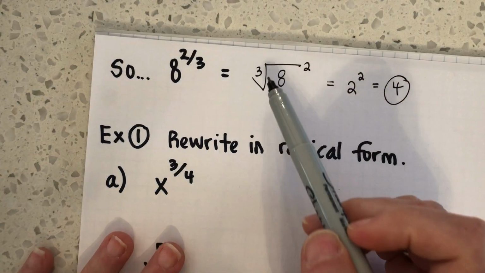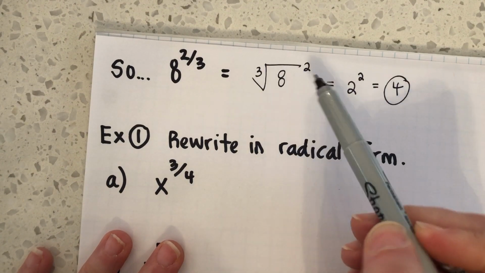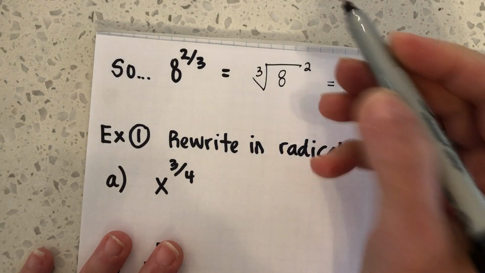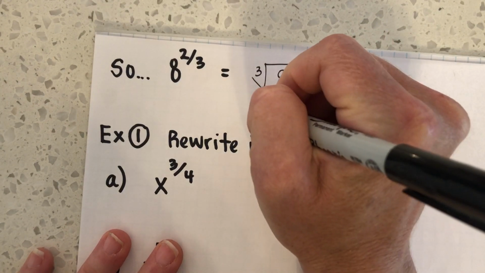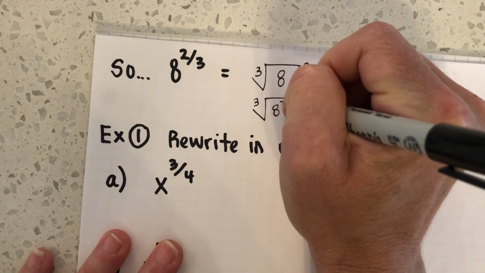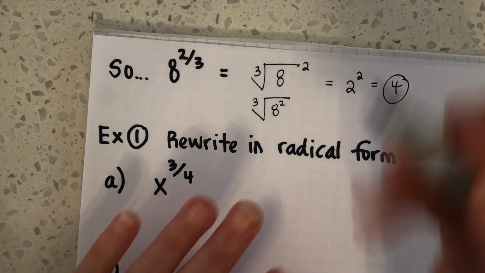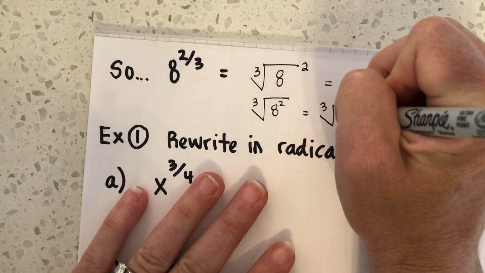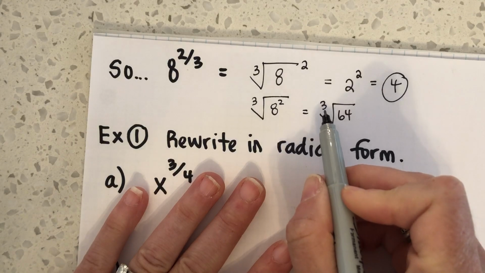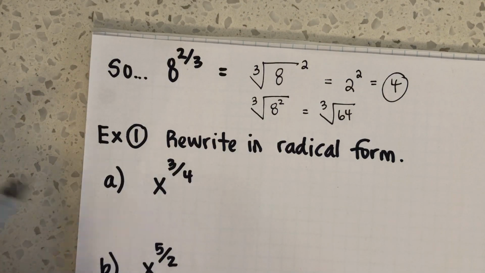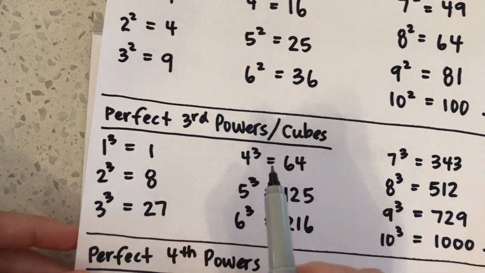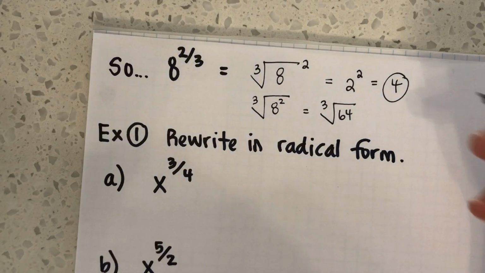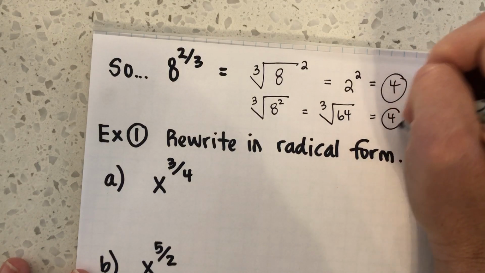Now it doesn't matter if you do the root or the power first. I like to do the root first, make it smaller, and then do the exponent last. But guys, if you wanted to think of this as the third root of 8 squared and literally give the square to 8 first, then 8 squared is 64. And now you have to take the third root of 64. And if you go to your third root powers, 64, when you third root it, is 4. So that'll get you an answer of 4 as well.